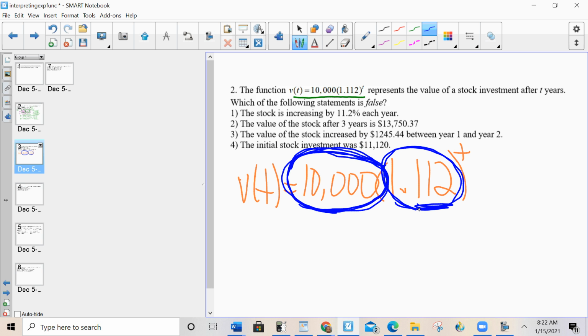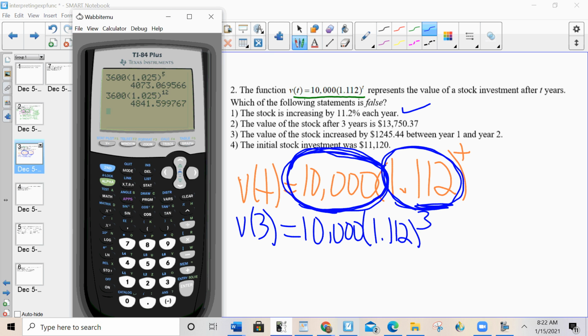The stock is increasing by 11.2% each year. Yes. The value of the stock after 3 years is 13,750.37. Well, let's find out. Let's do V of 3. V of 3 equals 10,000 times 1.112 to the power of 3. It's 13,750.37. Yes.